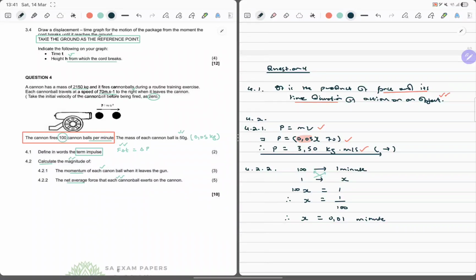Now remember, we want our time in seconds. So we can say therefore x in seconds is going to be 0.01 times, remember, in a minute there's 60 seconds. We multiply by 60. This gives us, guys, 0.6 seconds. This is the one, guys.